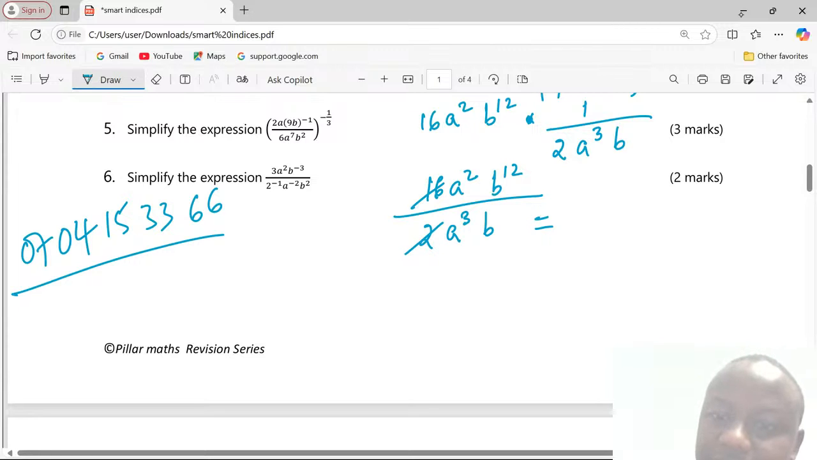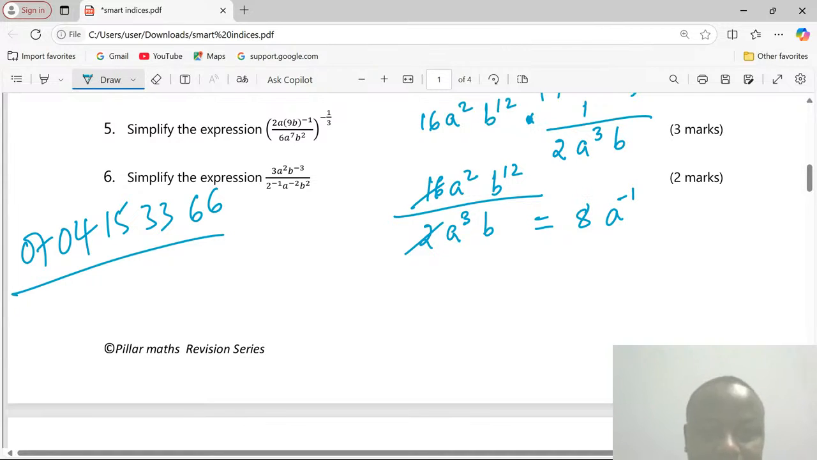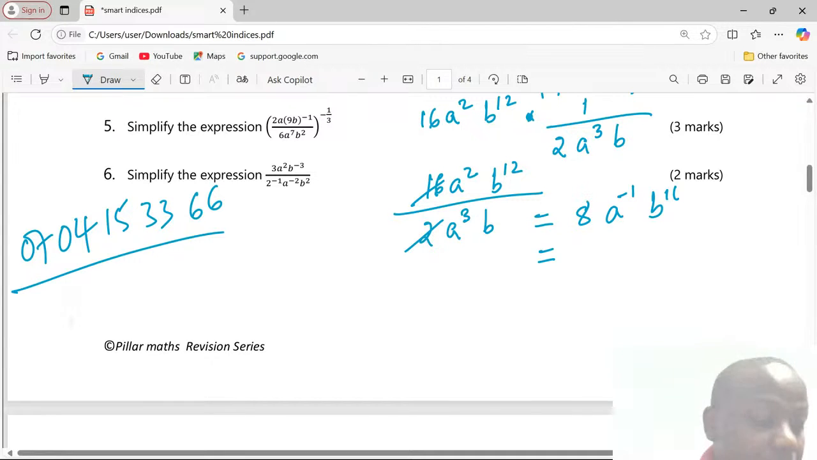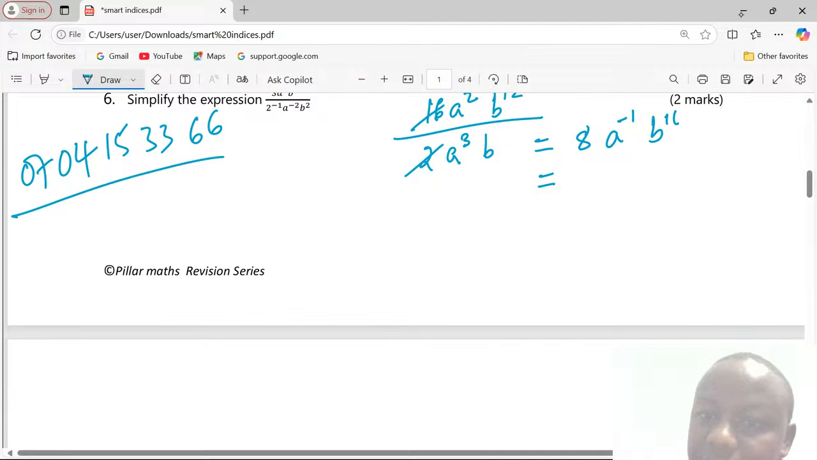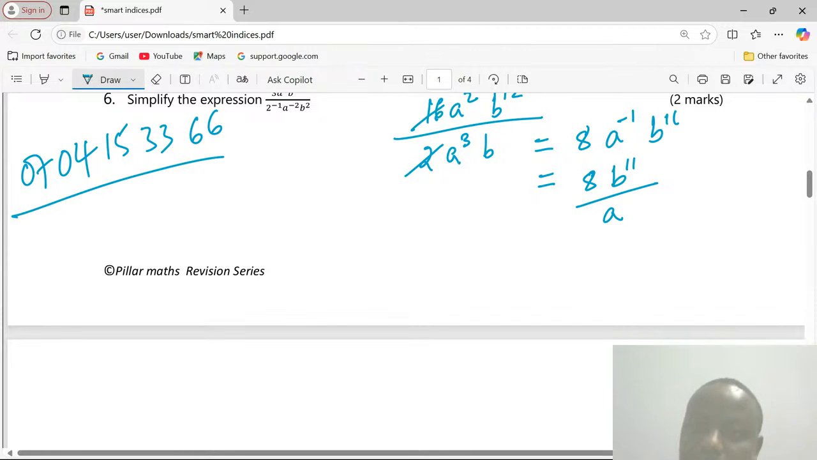We will have 8. Then a is raised to power negative 1 because we must talk of 2 minus 3. Then b is to the power of 11. This can be simplified further by having 8 b power 11 over a.